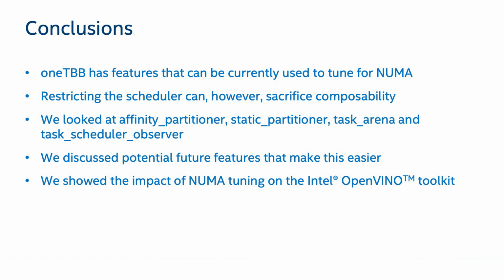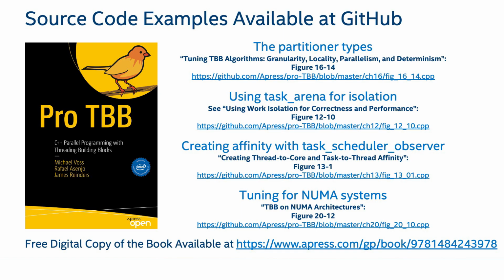Restricting the scheduler can sacrifice composability, but you can do it if you're tuning for locality. I showed examples of affinity partitioner, static partitioner, task arenas, task scheduler observers, and how they can be used to tune TBB performance. I showed some future features that simplify that process, and I showed that we can get better performance on some real-world applications that are sensitive to NUMA effects by using those features.